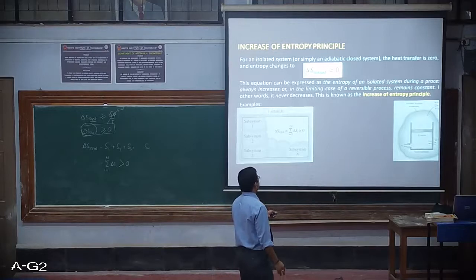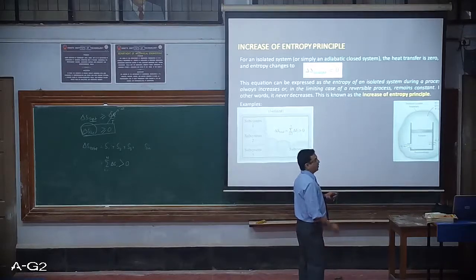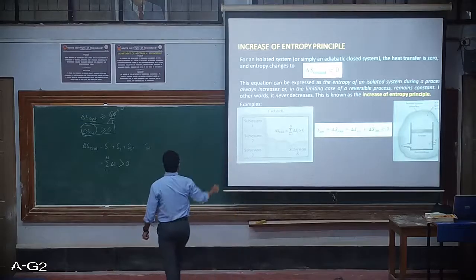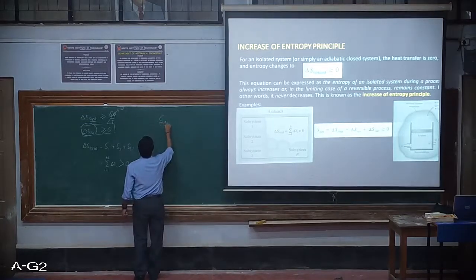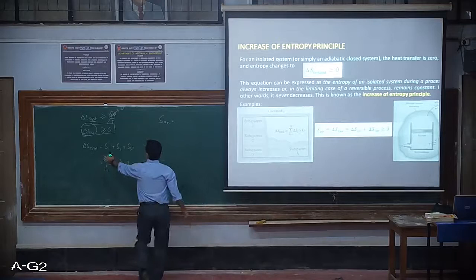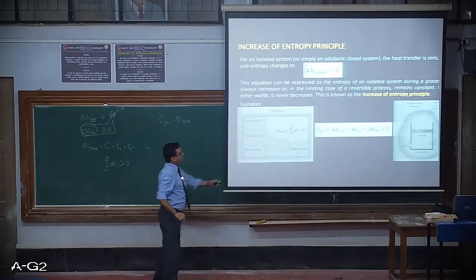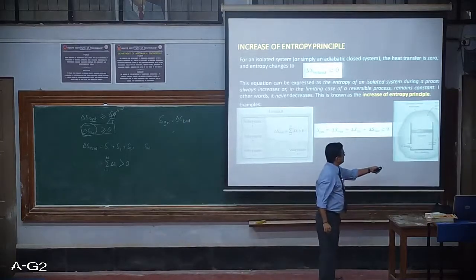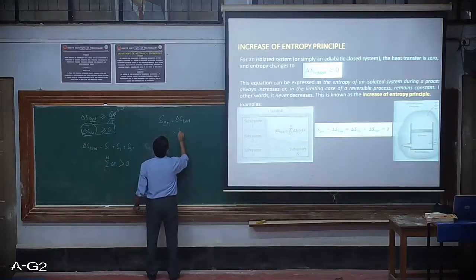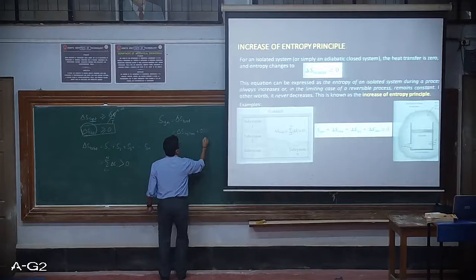Whatever is there, that is within. So if I consider that as an isolated system boundary, the system is interacting via mass, via heat, or maybe via work. Under such conditions, what I can write is delta S generated, or S generation, is equal to delta S total, which is equal to the sum of delta S of the system under consideration plus delta S of the surroundings.